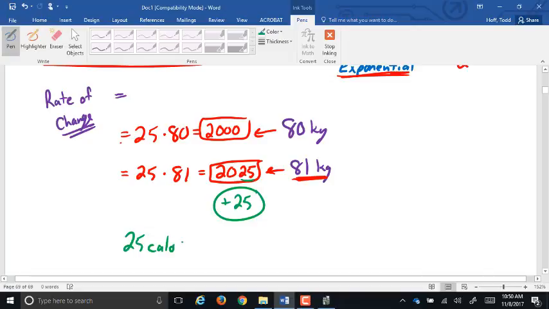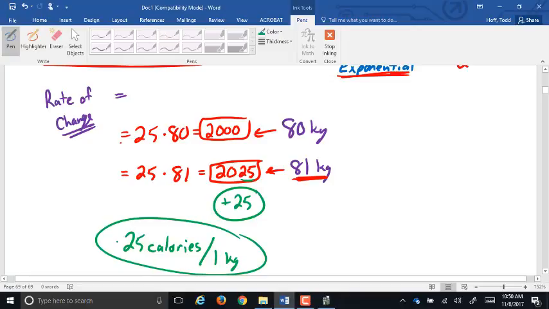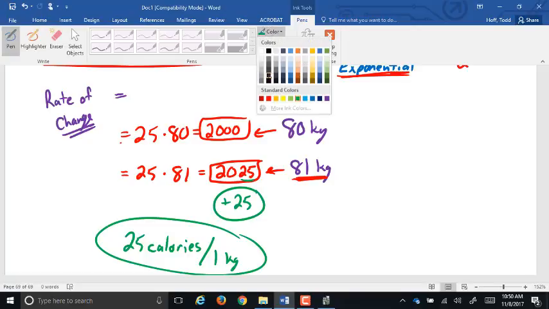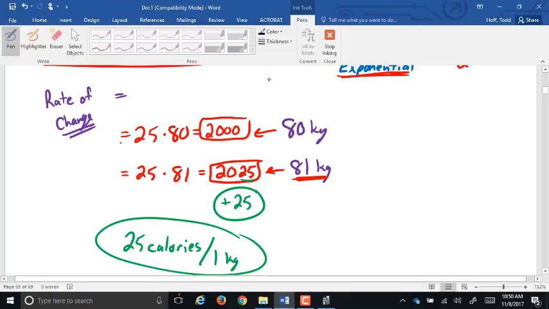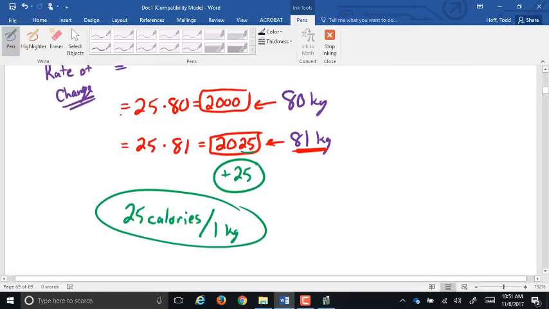So the rate of change here is 25 calories per 1 kilogram. Every kilogram of change in mass or weight gives us 25 calories difference in energy expenditure per day. Now that's a pretty simple and easy estimate, but simple usually isn't the most precise, most accurate. So there are several other models that have been given there. You can see the Harris-Benedict.